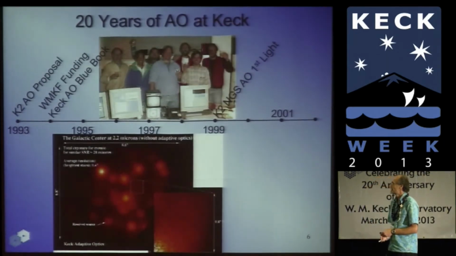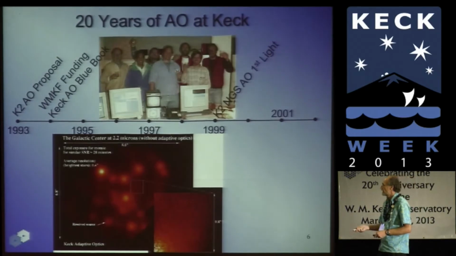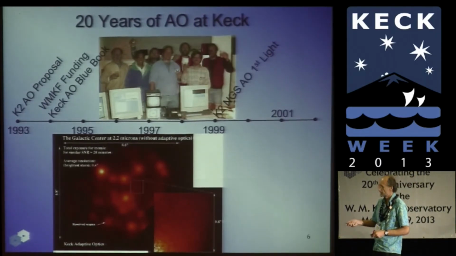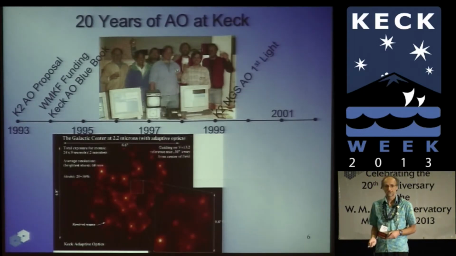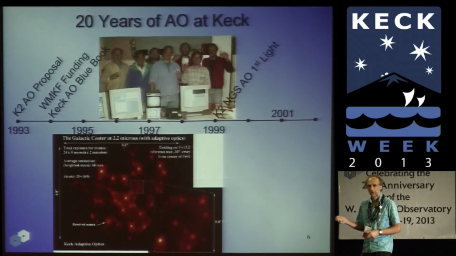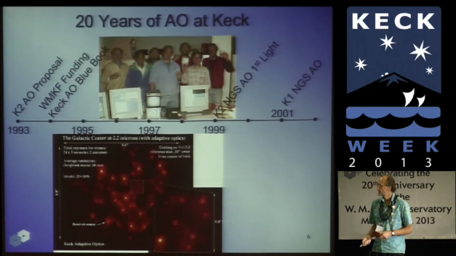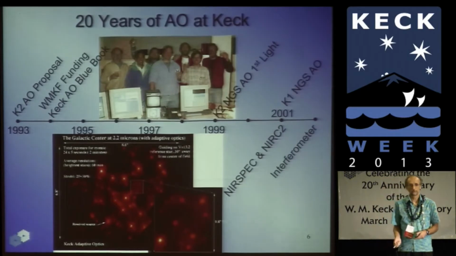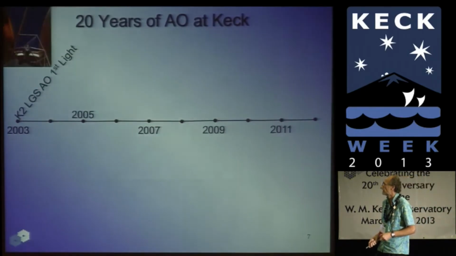So this is what the Galactic Center looked like to us before adaptive optics. This is the central 0.8 by 0.8 arcseconds of the Galactic Center. Later in 1999, we closed the loop on the Galactic Center, and this is what we saw instead. So lots of stars on which Andrea could start to work. And then in 2001, we commissioned the Keck 1 natural guide star system. And we also added NIRSPEC and NIRC2 as science instruments behind the AO system, as well as the interferometer.